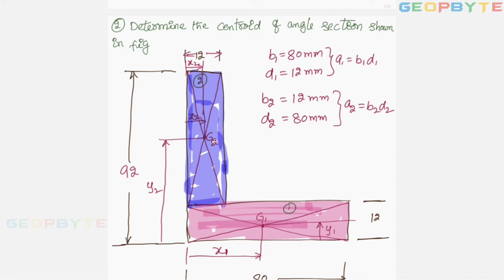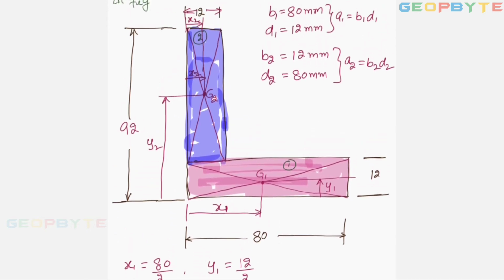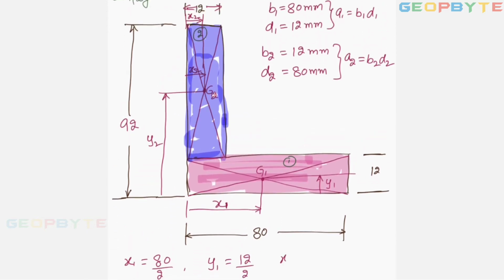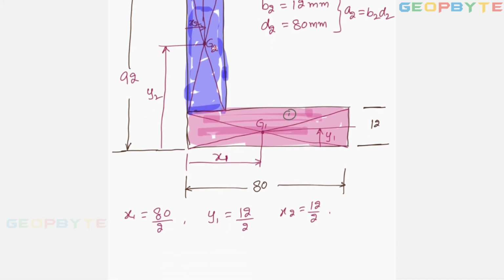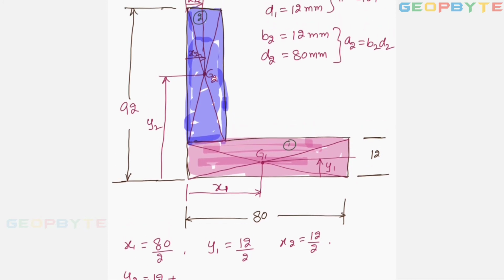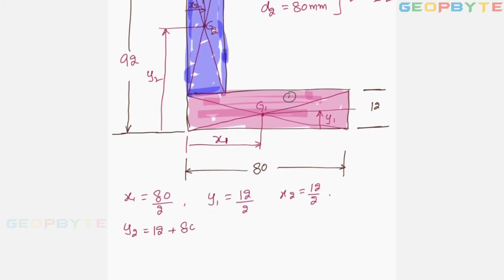That x2 equal to, tell me x2 equal to what? x2 equal to 12 by 2 and y2 equal to 12 plus the remaining part, 12 plus 80 by 2, it is equal to 52 mm.